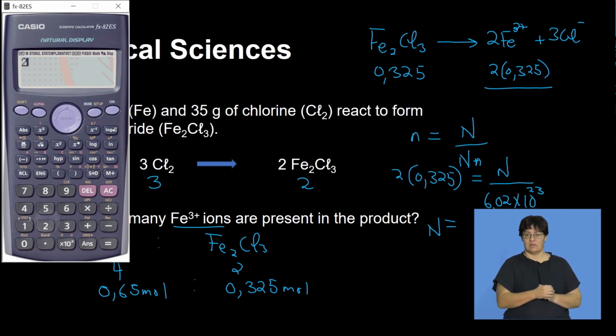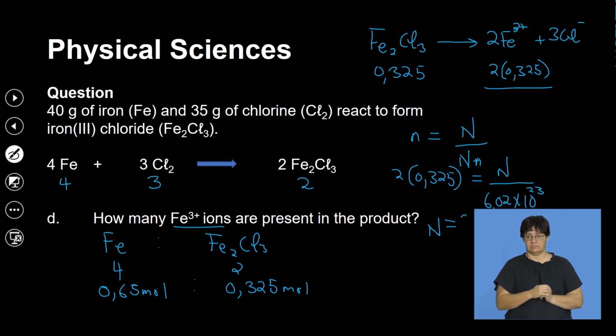So which means it's 2 multiplied by 0.325, times the Avogadro number, which is 6.02 times 10 exponent 23. Then this gives us the number. So how many particles are there? That number is actually 3.91 times 10 exponent 23. So this is the actual number of particles.